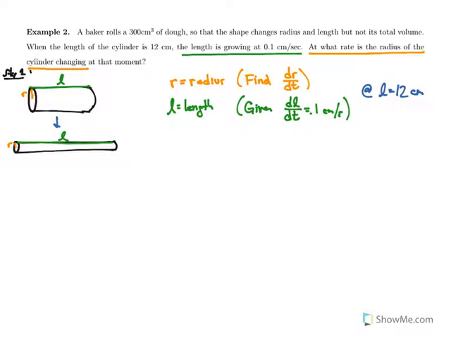Here, we can see by our picture, the length is getting bigger and bigger, but the radius will be getting smaller and smaller. So we should expect dR/dt to be negative. We'll see if it actually works out. That might be a check to see if we're doing something right.